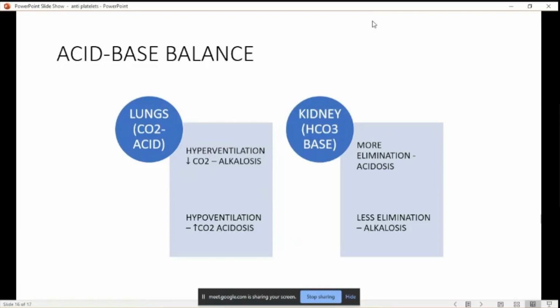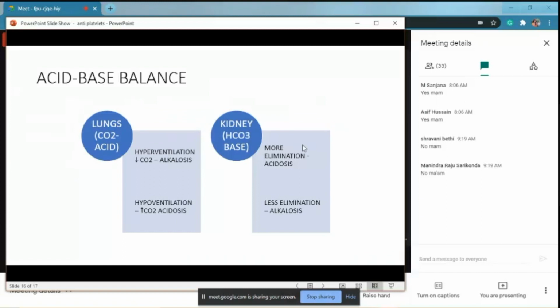So how do the lungs do their job? Lungs are acidic. They control the carbon dioxide. Sorry, not carbon monoxide, my bad. It's carbon dioxide. And the kidney controls bicarbonate, which is a basic medium. In case of hyperventilation, what is hyperventilation, guys? A high rate of breathing, right? So the breath rate is very high.